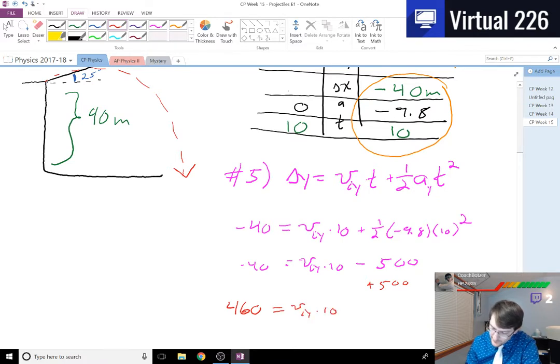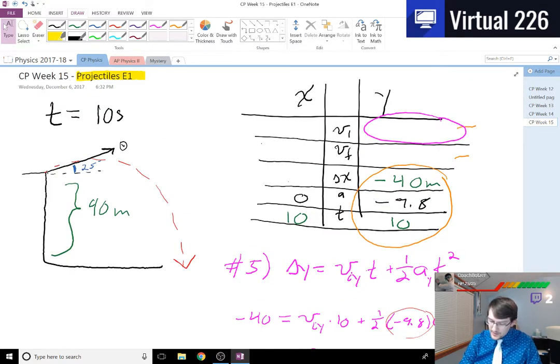And then if I divide by 10, I find that the initial y velocity is approximately 46 meters per second. Give or take, because I rounded that a little bit there. It's a common thing to do if you're doing stuff on the fly. So we know the initial y velocity now is 46 meters per second. And if we wanted to, we could find the final y velocity.